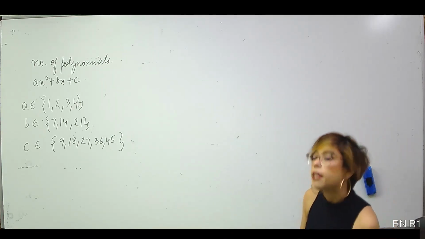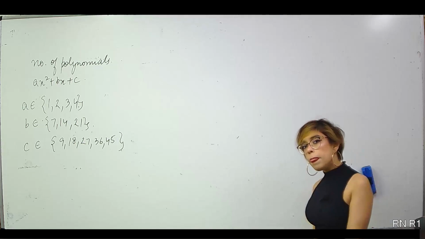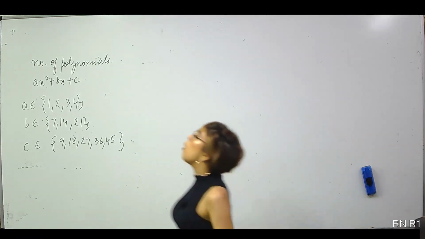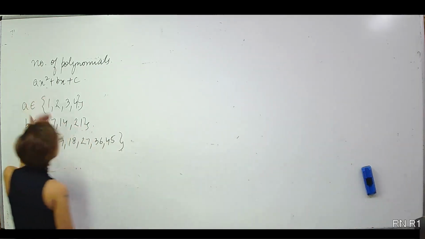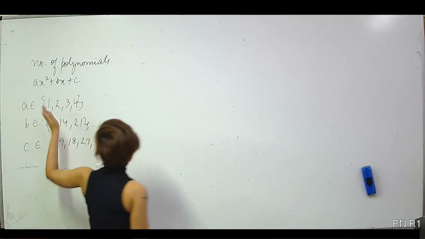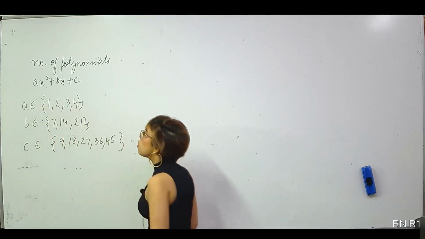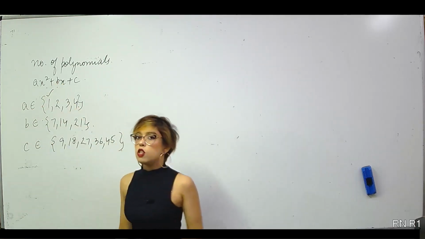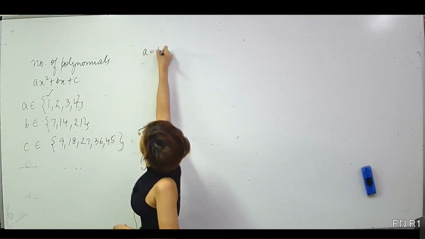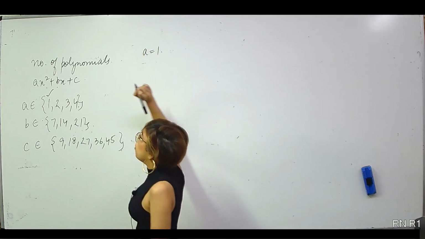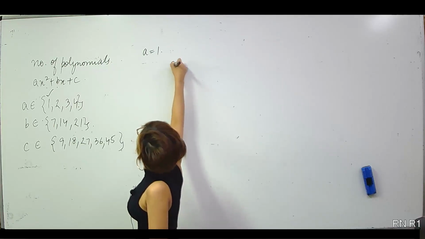Alright, I think sufficient time. If I want to write the number of polynomials, let me just see what sort of polynomials I will get. Now he says that A belongs to this collection, so that means A can be 1. So let me take A as 1, and let me write the polynomial. Now A is 1, so that means the x squared term is there.